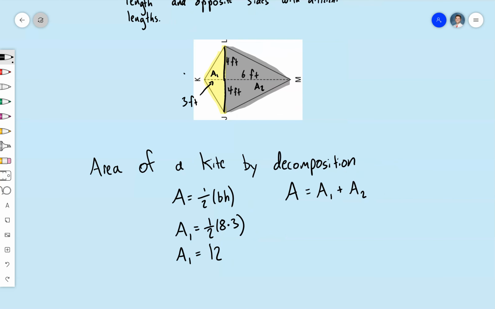Now we can find the area of our second triangle. Again, it has a base of 8 feet. And the height this time we can see is 6 feet. So 1/2 of 8 times 6. 8 times 6 would be 48, and we know that 1/2 of 48 is 24. So now we have area for the first one is 12, area for the second one is 24, and those are both feet squared or square feet. So the area of our kite will be the two of those combined, 12 square feet plus 24 square feet. We would get an area of 36 square feet.